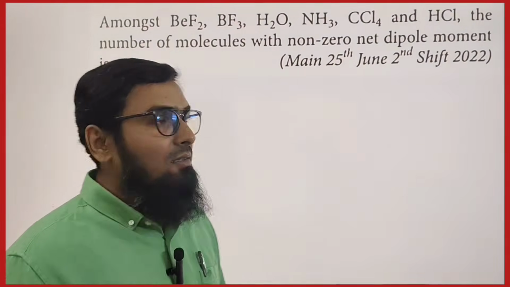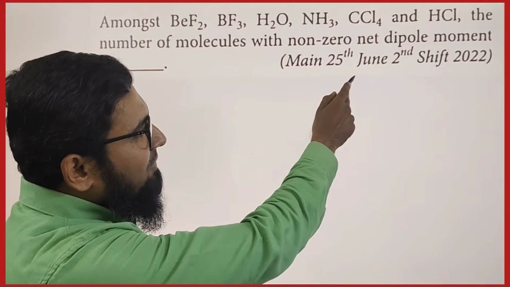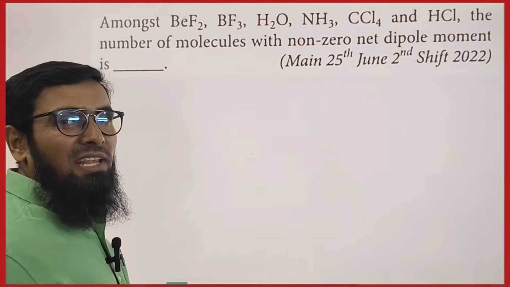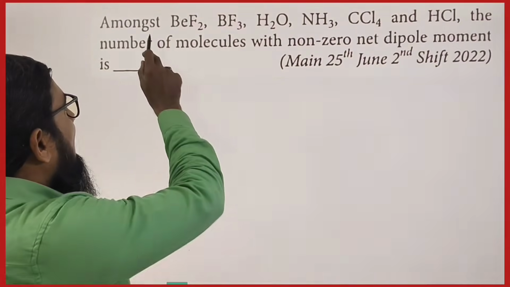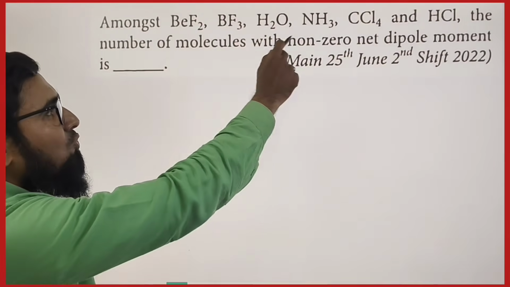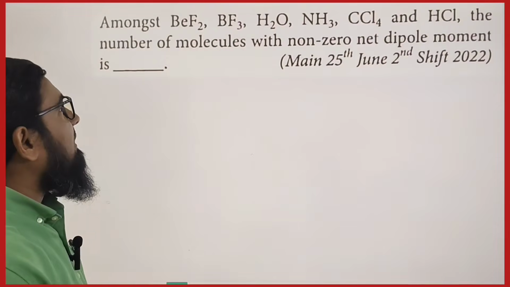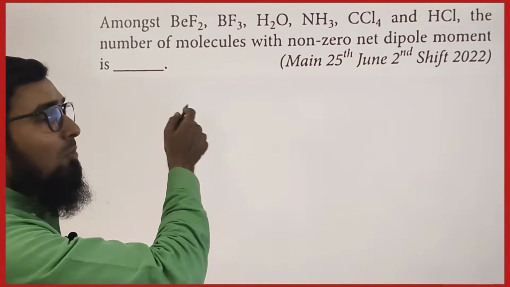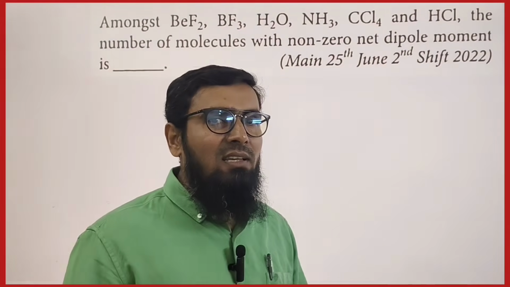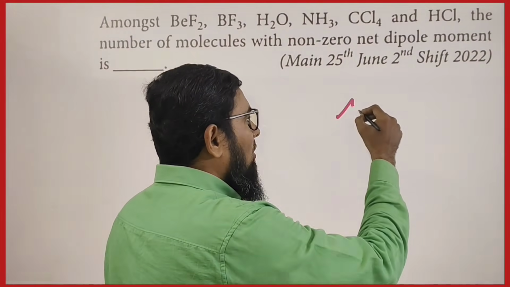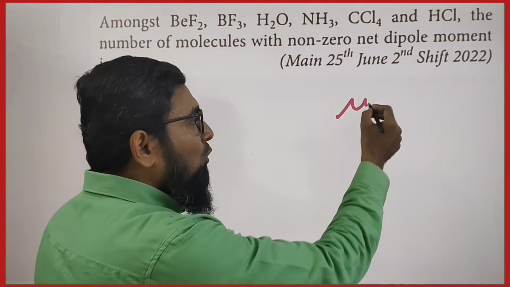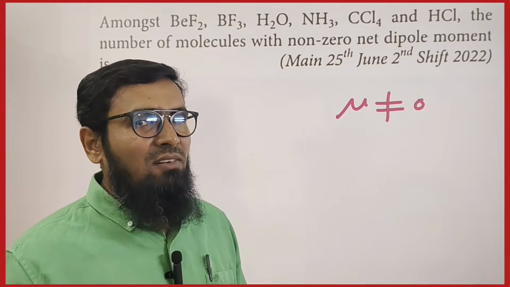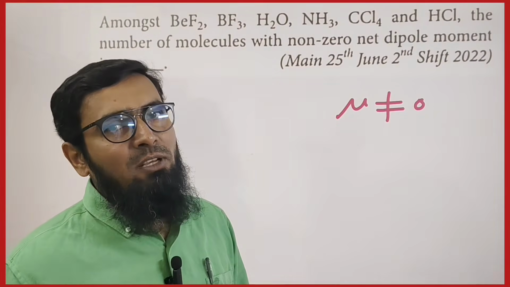Hi students. This is the JEE Mains 25th June 2nd shift 2022 question on chemical bonding, dipole moment. Amongst BeF2, BF3, H2O, NH3, CCl4 and HCl, the number of molecules with non-zero net dipole moment is. What is he asking? He is asking how many compounds are there whose dipole moment is not equal to 0. What is the trick? 2 points you have to remember, students.